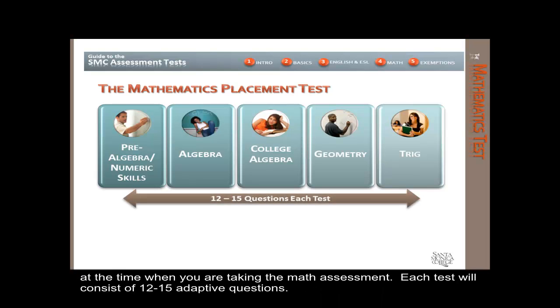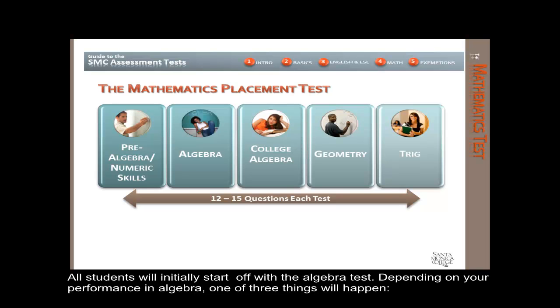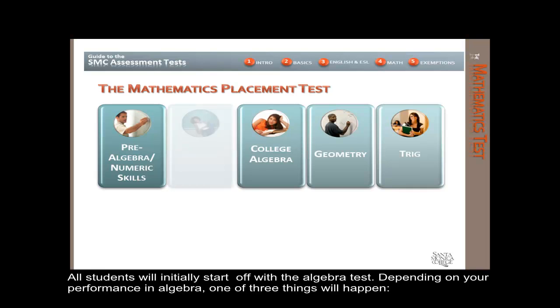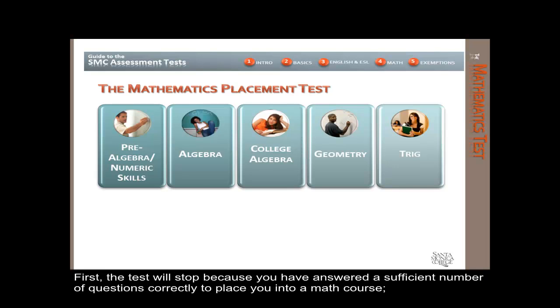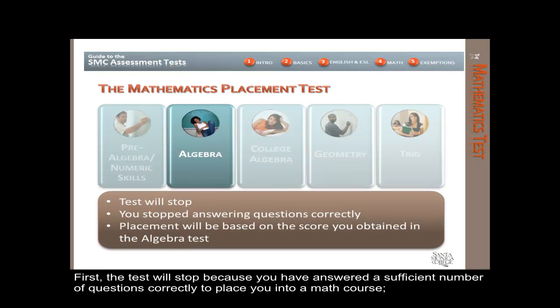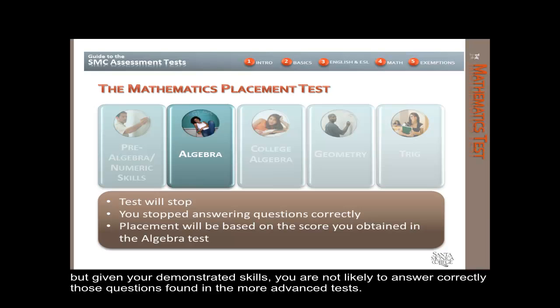Each test will consist of 12 to 15 adaptive questions. All students will initially start off with the algebra test. Depending on your performance in algebra, one of 3 things will happen. First, the test will stop because you have answered a sufficient number of questions correctly to place you into a math course, but given your demonstrated skills, you are not likely to answer correctly those questions found in the more advanced tests.